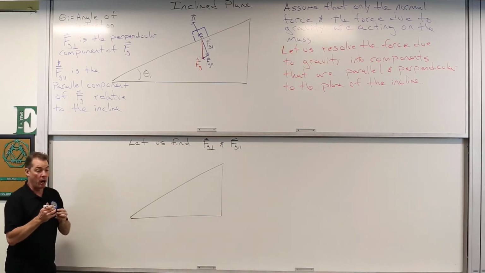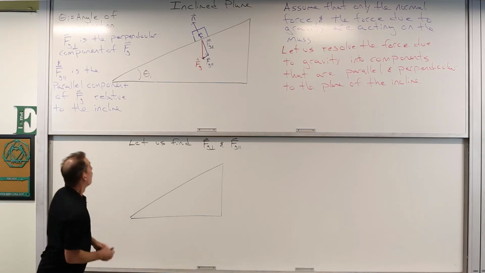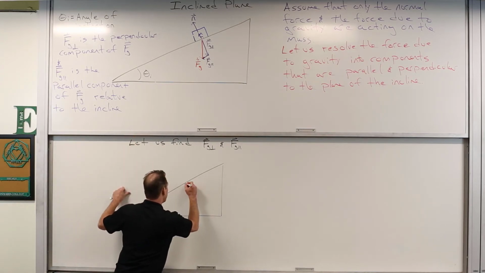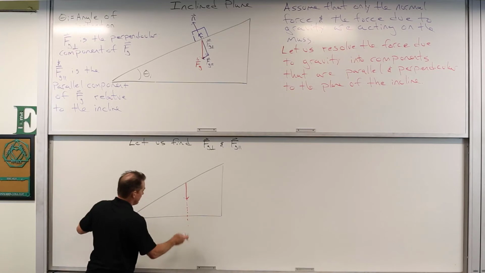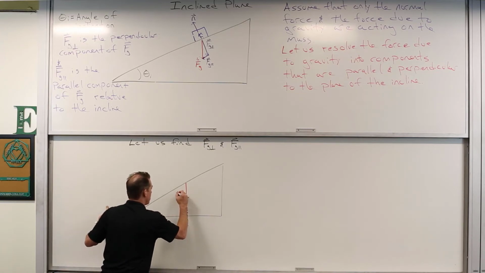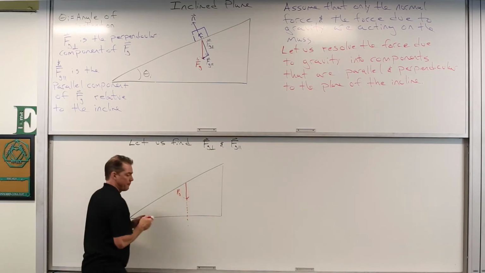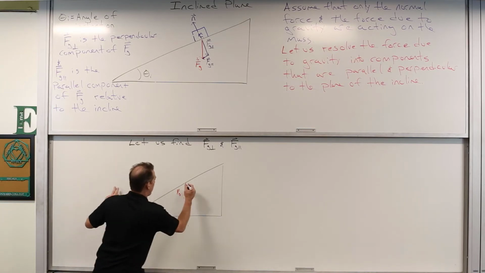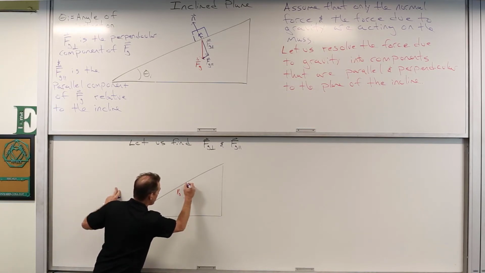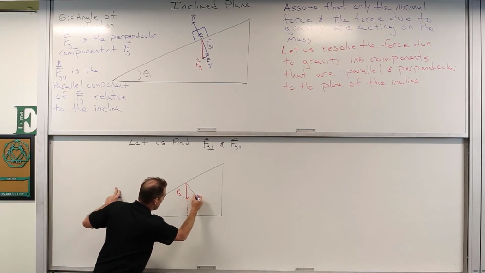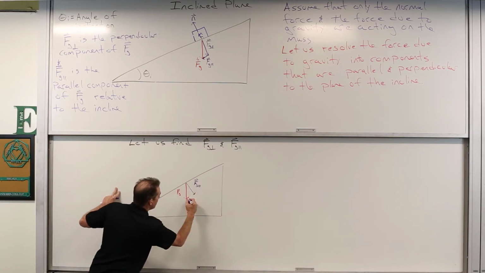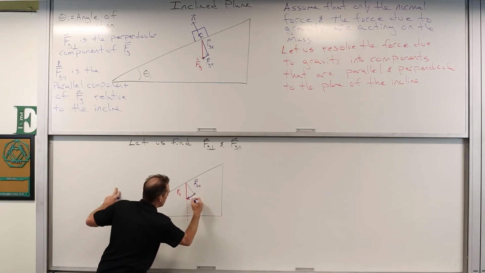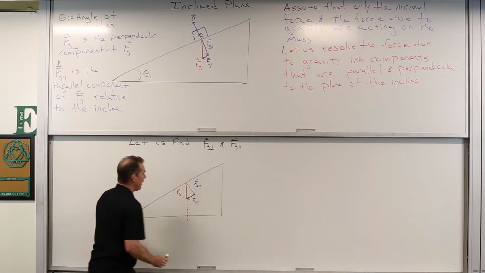And I'm just going to focus on those particular vectors here. We've got F sub G itself, a vector that goes like this. But then I'm just going to draw this straight down so we can see that we can make another triangle out of this. So this is F sub G. Then we've also got this perpendicular to the surface itself, F sub G perpendicular. And then we've got this, which is F sub G parallel.